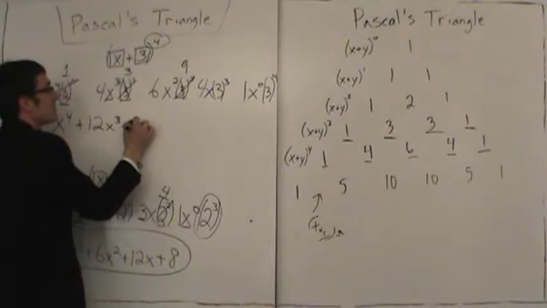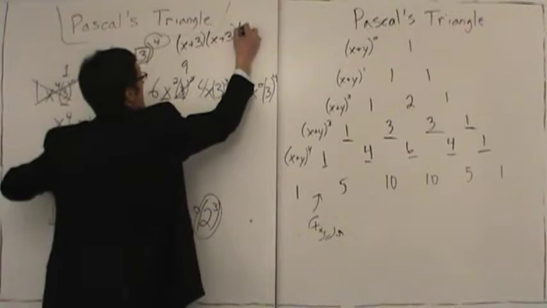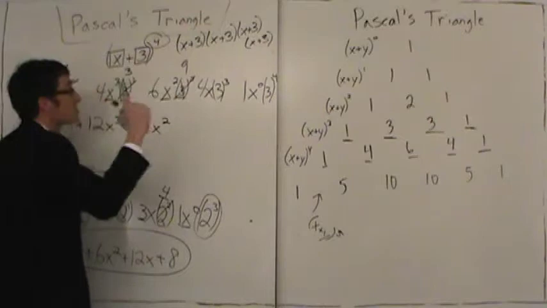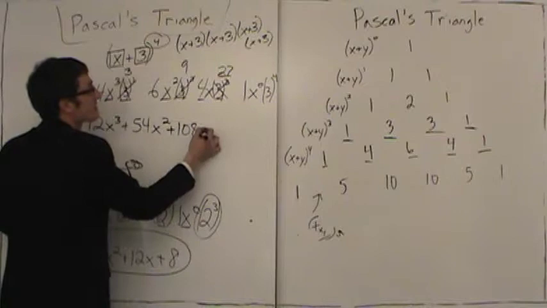You say, these numbers are getting very big. They are. But if you tried to FOIL x plus 3 times x plus 3 times x plus 3 times x plus 3, you would be dealing with these big numbers in several steps. So it's much easier to deal with these big numbers just one time. 3 to the third means 3 times 3 is 9 times 3 is 27. So we have 27 times 4, which is 108. We have 108x to the first power.